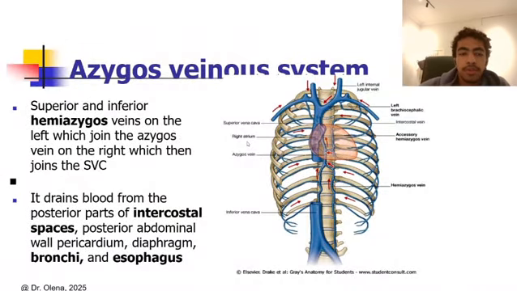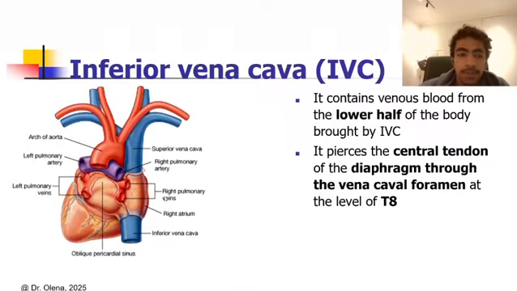Now, as for the azygous vein, we have the hemiazygous veins, which will join to the azygous vein that will join to the superior vena cava. They drain blood from the intercostal spaces, the bronchi, and the esophagus.